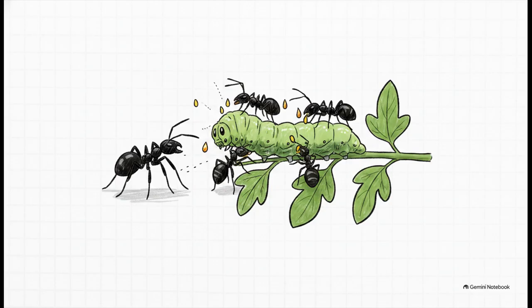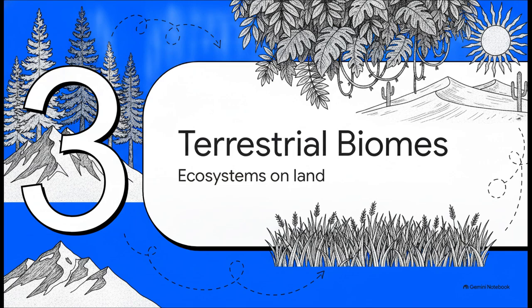In exchange for this awesome energy source, the ants act as bodyguards, protecting the vulnerable caterpillars from predaceous insects and spiders. Both the butterfly larvae and the ants benefit. It's an absolutely perfect example of a community interaction among heterospecifics. Section 3. Terrestrial biomes, ecosystems on land.